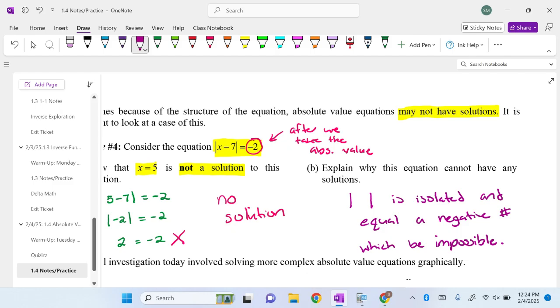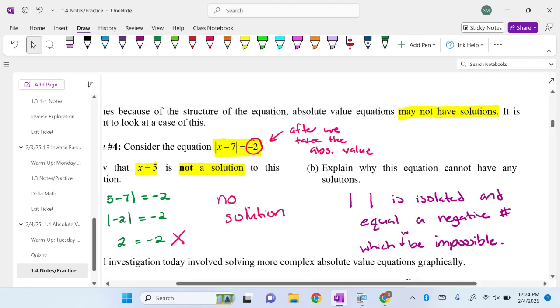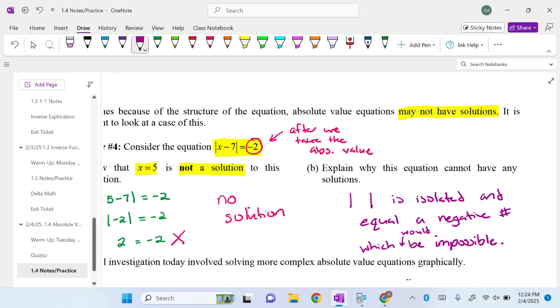Which would be... Is this why I'm not an English teacher, guys? Which would be impossible. I mean, I went to ECU, so it makes sense.